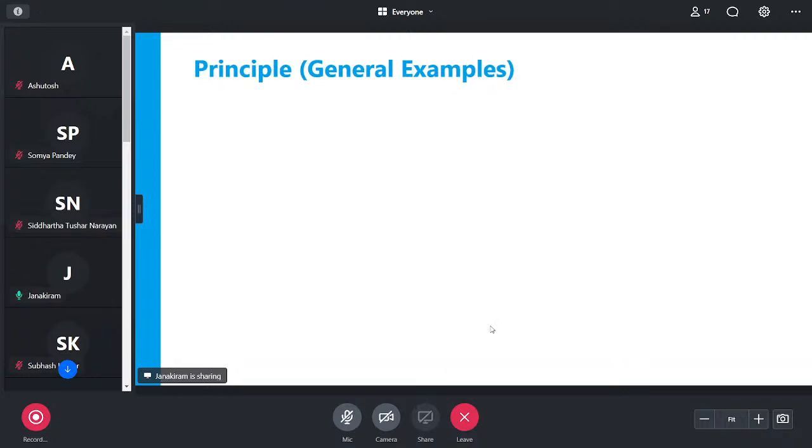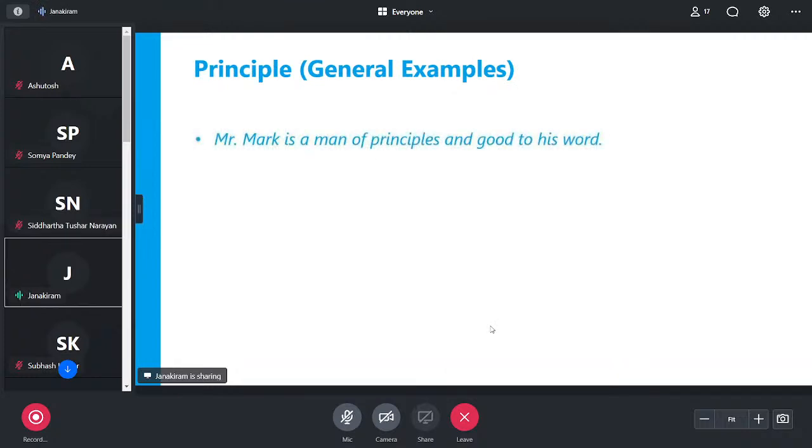So some general examples of principle. Right, Mr. Mark is a man of principles and is good to his word. So Mr. Mark here has a personal principle that he'll stand by his word, right? So the fundamental truth that he believes is that he should stand by his word, and every action that he performs from there would be based on this principle.